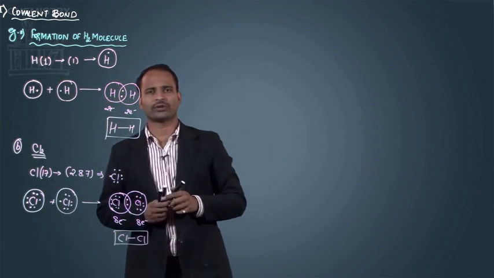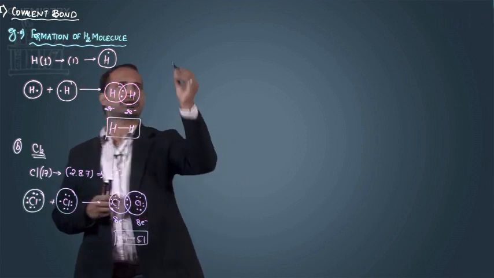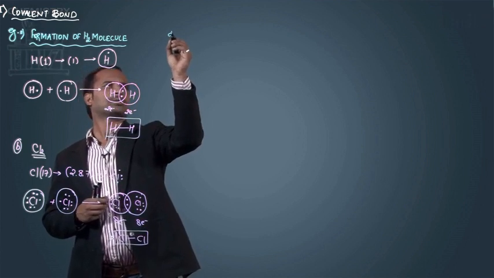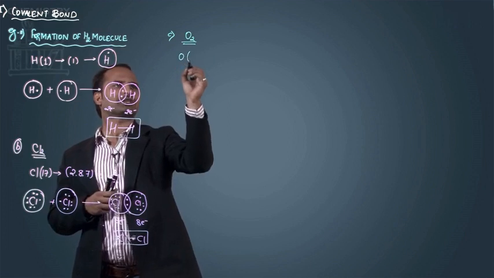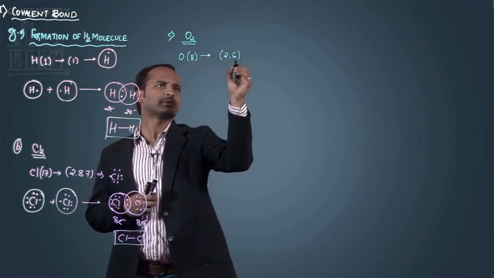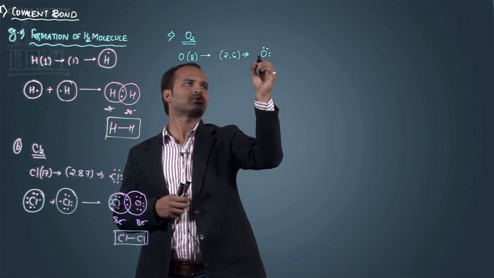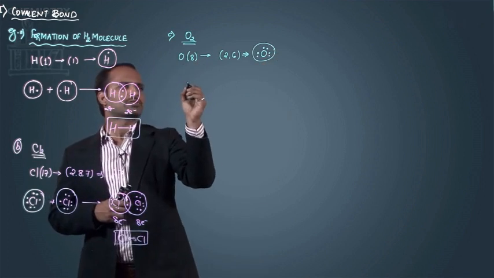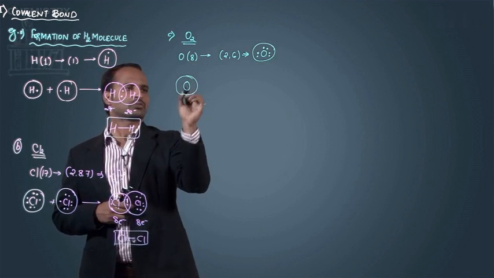Similarly, if I want to write the oxygen molecule structure, that is the third example, the O2 molecule. Oxygen, whose atomic number is 8, has an electronic configuration of 2, 6. O has 6 electrons in the outermost orbit. So this one O will combine with another oxygen with 6 electrons in the outermost orbit.